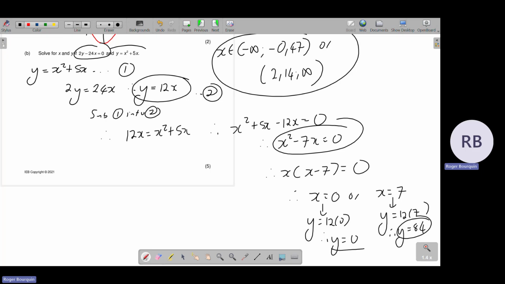If it was a graph question, and they said what are the coordinates of the point of intersection, you'd have to say the one coordinate is 0, 0, and the other coordinate is 7, 84. That's where those two graphs would meet at those 2 points.